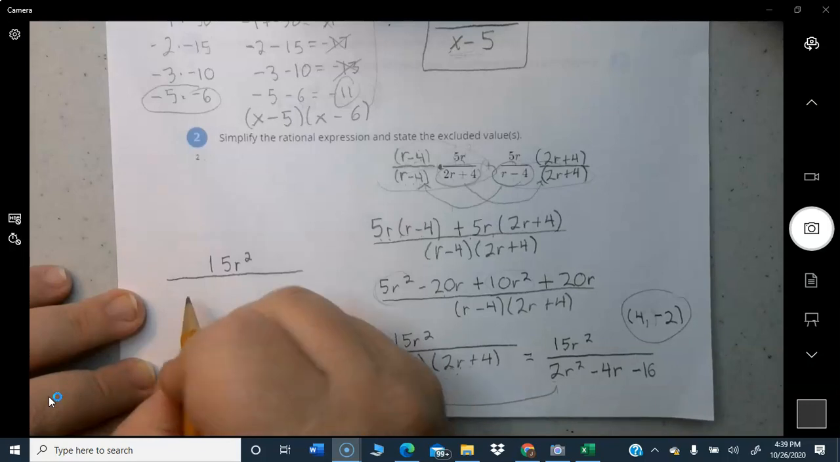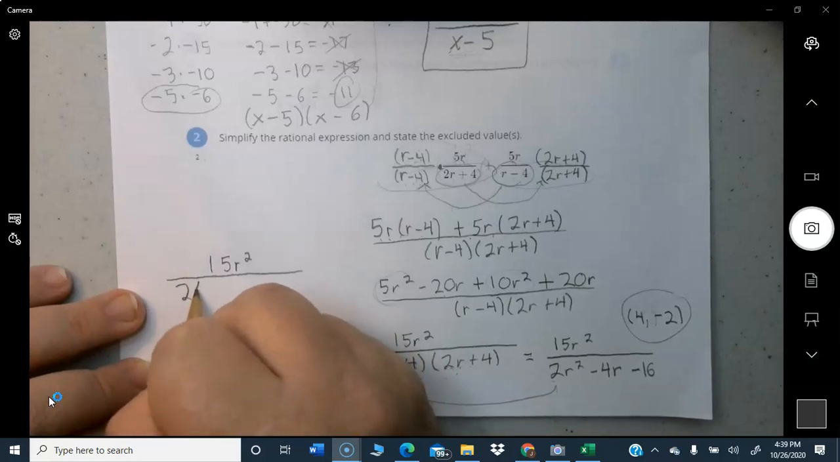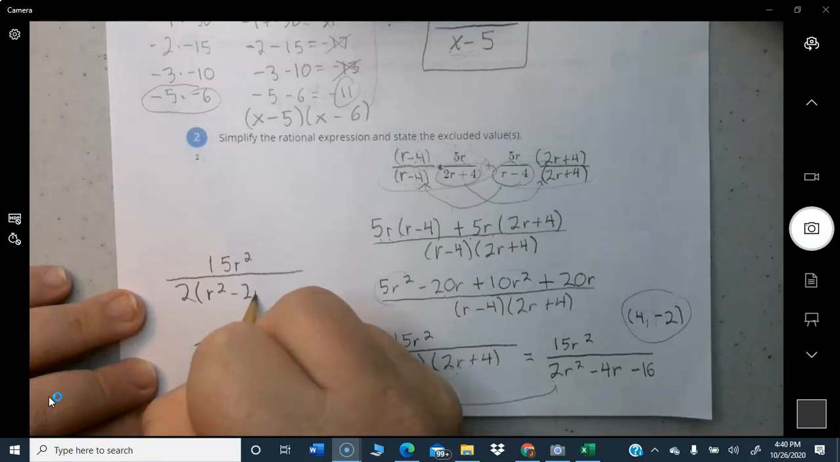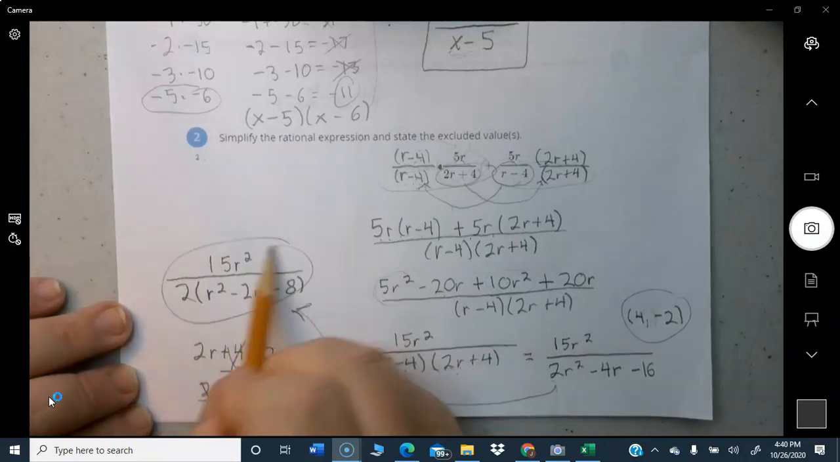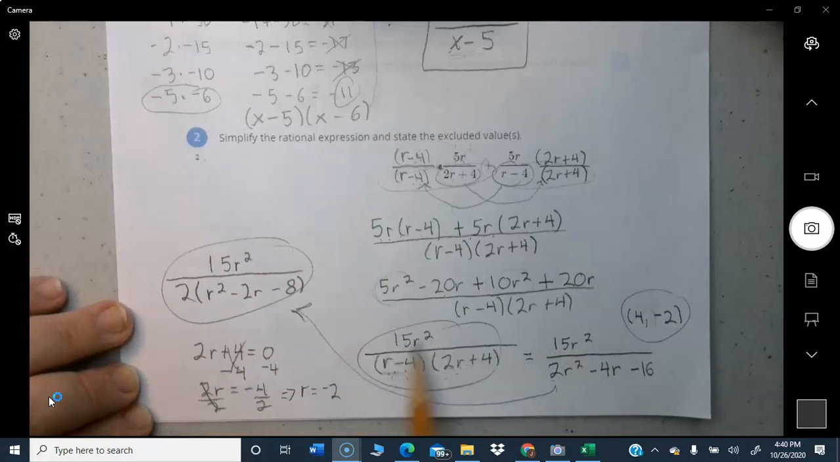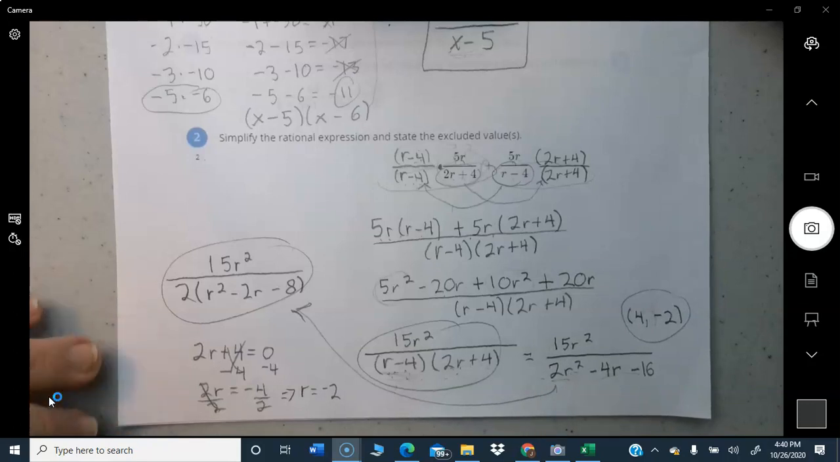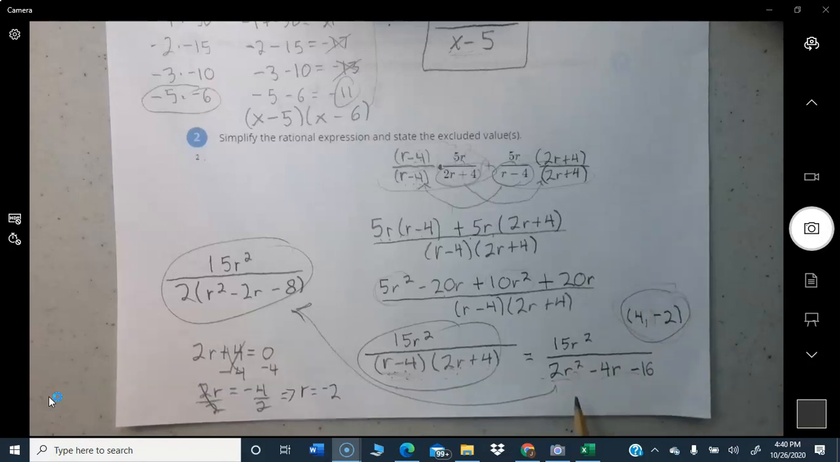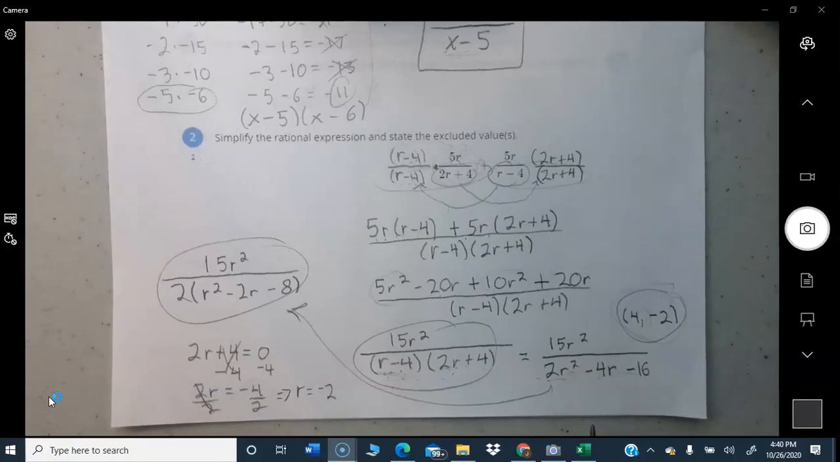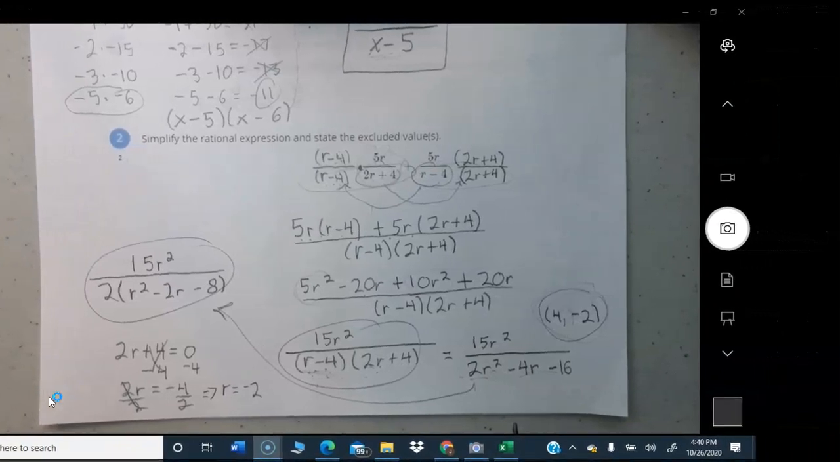Okay, so I'm going to factor this 2 out. That's it. So it's 2 times r squared minus 2r minus 8. Okay, so this is an acceptable answer. This is an acceptable answer. This really isn't because you need to factor the 2 out if you're going to put it in this form. All right, that's it. And there are your excluded values. Okay? All right, let's keep going on this.